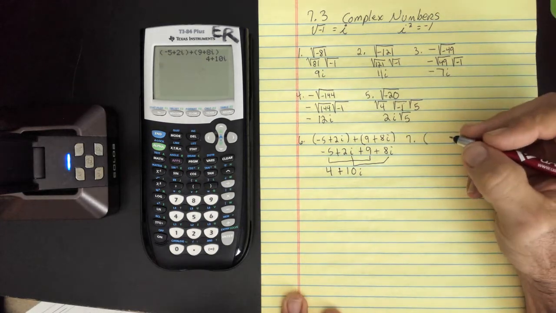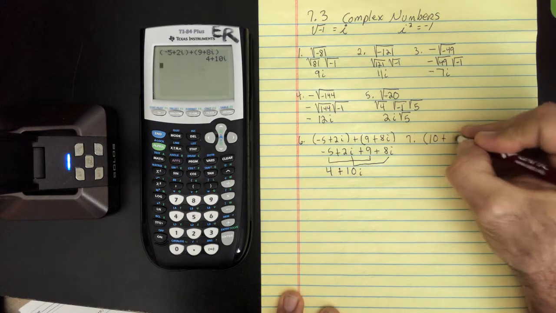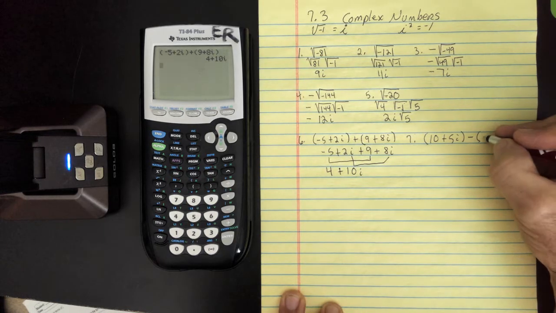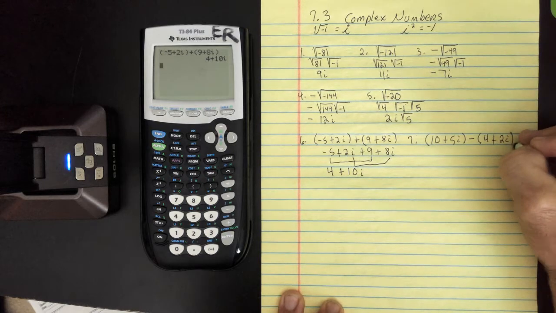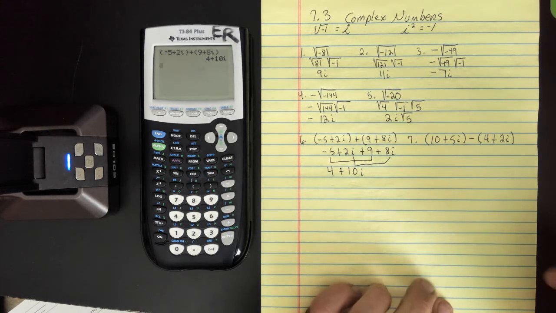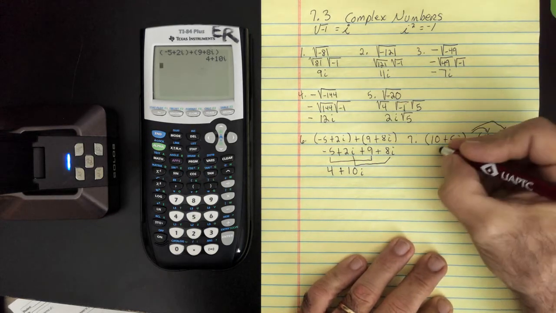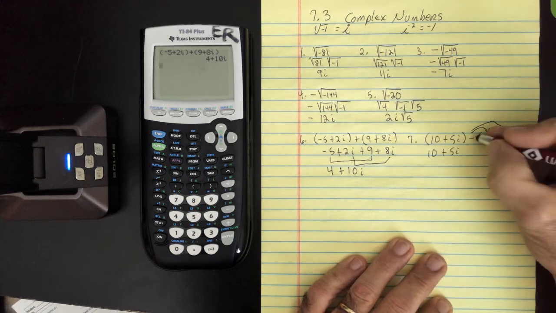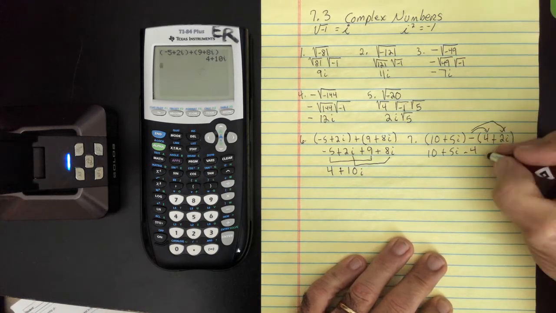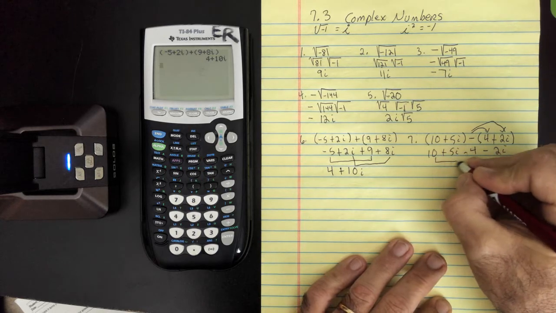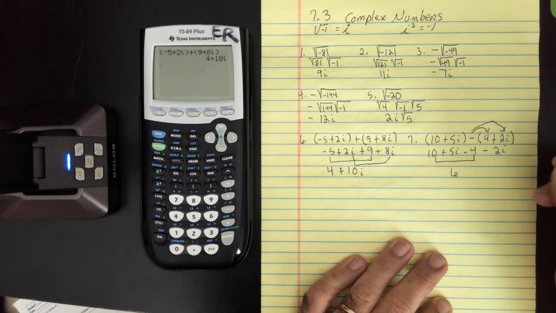Alright, number 7 is subtraction. 10 plus 5i minus 4 plus 2i. Alright, subtraction's a little bit different than addition because I do need to distribute the subtraction. So when I rewrite this, it'll be 10 plus 5i minus 4 minus 2i. So I distributed my negative. Now I'm going to add the real to the real. 10 and negative 4 give me 6. And then 5i and negative 2i give me a positive 3i.